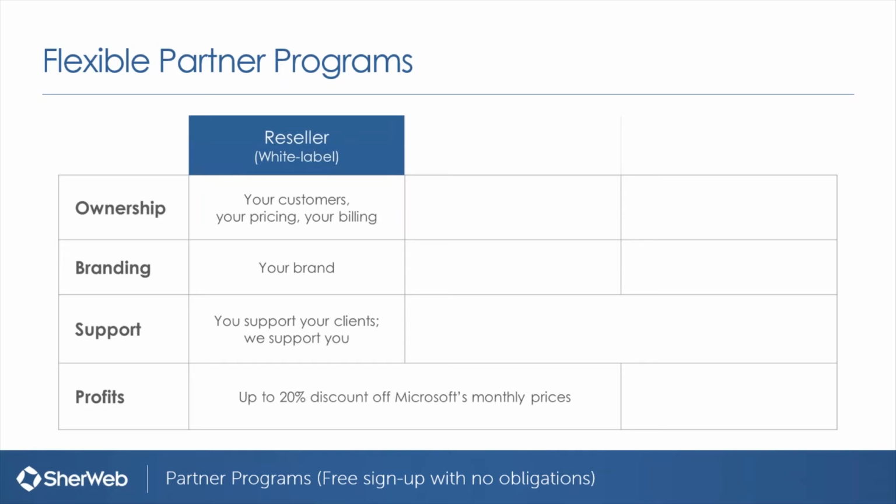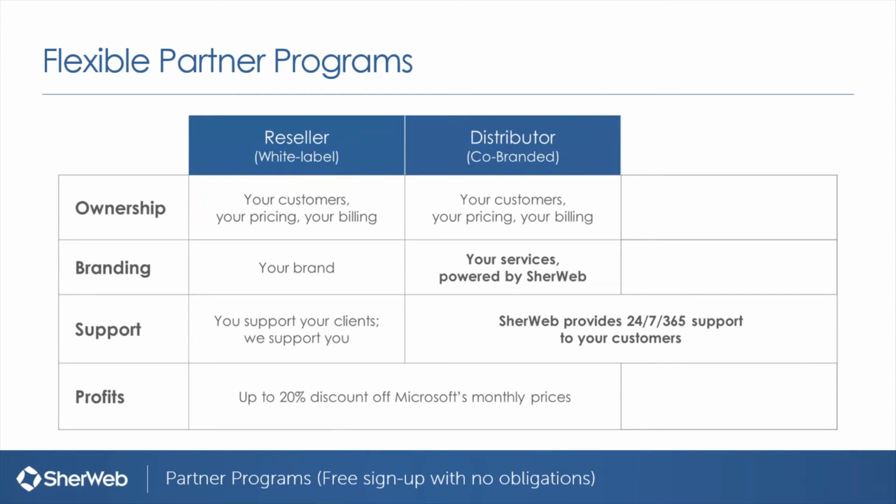So that's one way that you can go to market with one of our partner programs as a true reseller. The next would be a co-branded model or a distributor model, where again, to your customers, you would still own that pricing, you would own that billing, you'd own all those same things across the top that I mentioned previously on the reseller.